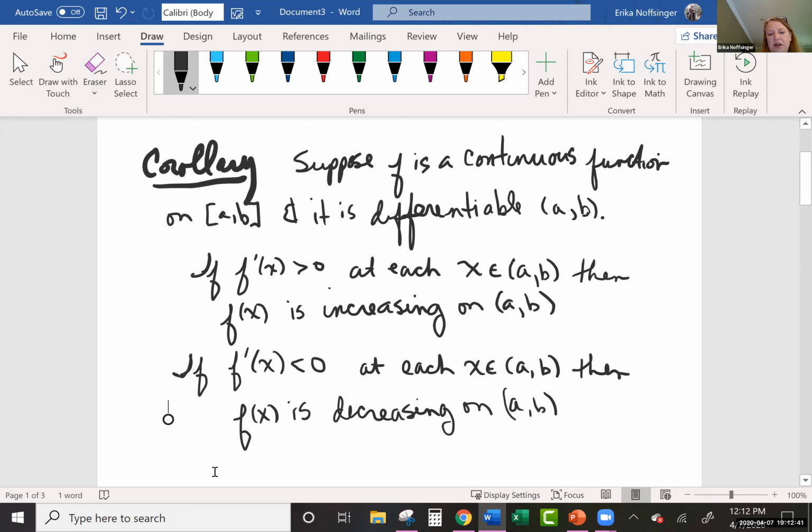Okay, so I'm not going to go through the proof of this, but this is something that's really going to help us figure out where our graph is increasing and decreasing. And based off of where it's increasing and decreasing, we can also find local maximum and local minimum points if they occur.